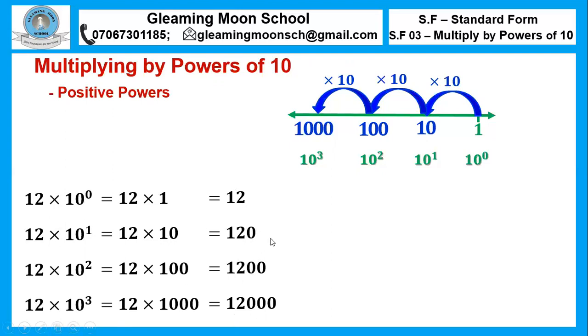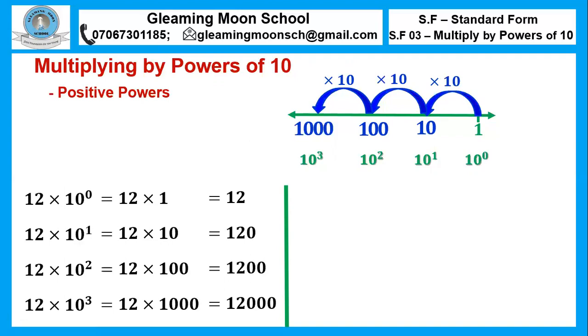We've got 12, you just add 0s on, depending on what the power says. The power says 1, you add 1 zero. The power says 2, you add 2 zeros. The power says 3, you add 3 zeros. Now let's see what happens when we are multiplying by a decimal number. It's a little bit different.